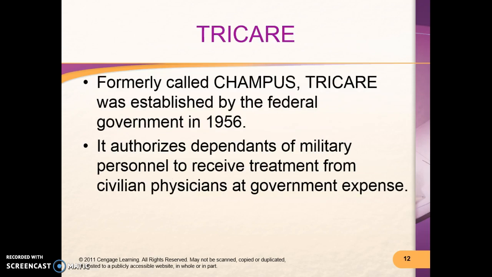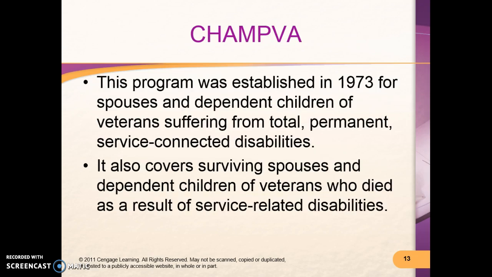And then TRICARE. TRICARE is for military personnel and the dependents of military personnel. And then CHAMPVA is for those who are covered under veteran coverage. So they've already left the active duty, but they're in veteran status. And then again, also their dependents as well.